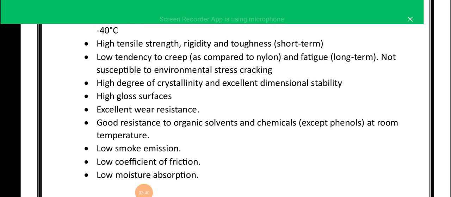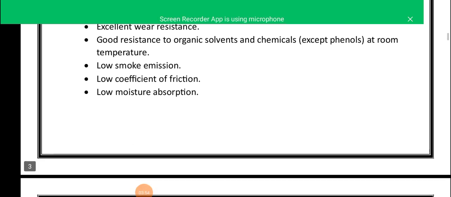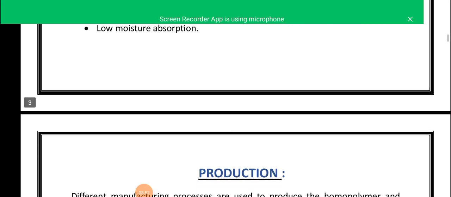High degree of crystallinity and excellent dimensional stability. It has a high gloss surface, excellent wear resistance, and good resistance to organic solvents and chemicals at room temperature. It has low smoke emission, low coefficient of friction, and low moisture absorption.